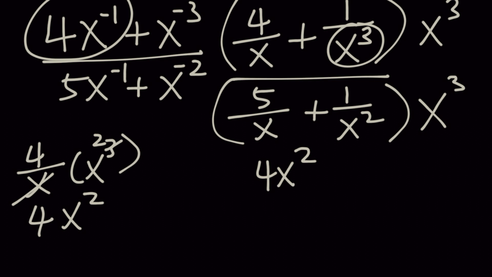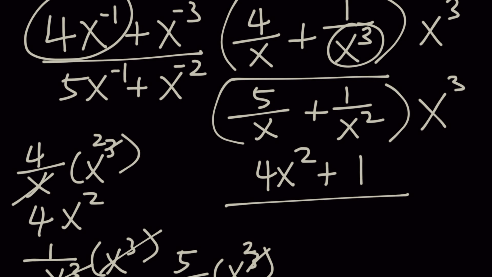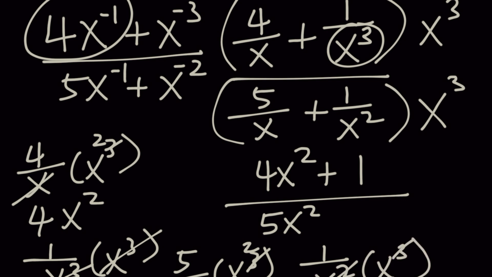For the second portion, we have 1 over x to the third multiplied by x to the third. That crosses out, it becomes a plus 1. And for the denominator, we have 5 over x multiplied by x to the third. Cross that out, becomes 2, so we have 5x squared. And the last one, 1 over x squared multiplied by x to the third. Cross that out, this becomes 1, which is just by itself, so it's plus x. And that is your answer.